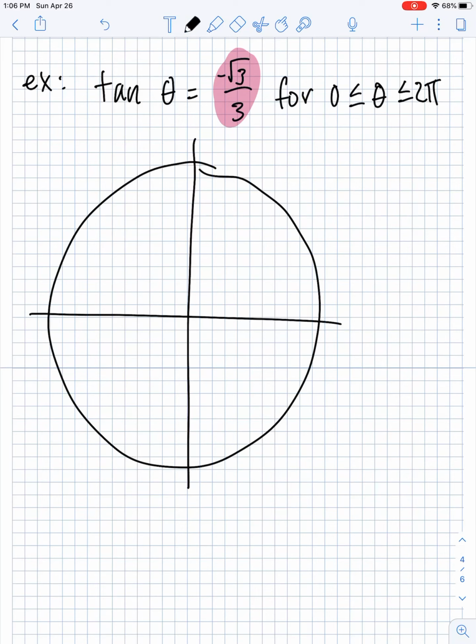Let me just draw in what it would look like if you did a triangle in quadrant 1. Like if you had a triangle right here, do you guys see how this side is going uphill? It's like a positive slope this direction.